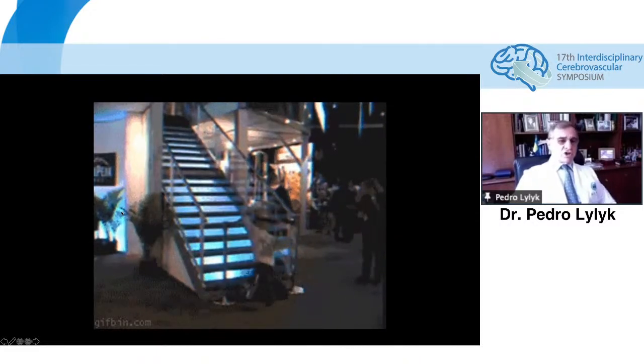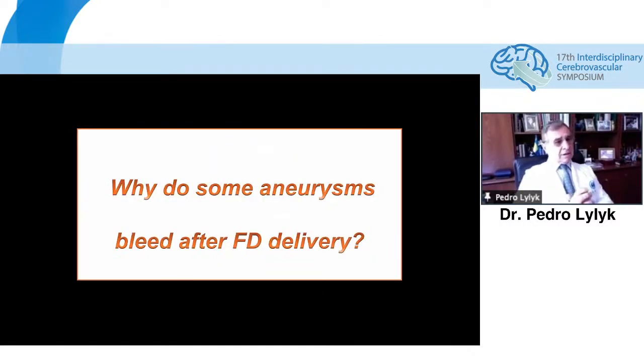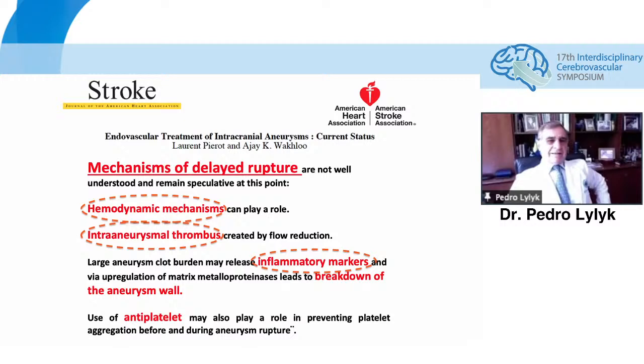We also had complications, of course. The biggest complication is the bleeding: the immediate bleeding, the subacute bleeding, or the delayed bleeding. Why does an aneurysm bleed? Well, there are several theories on that. I think this is a very nice revision by Dr. Wakhloo on the delayed rupture.